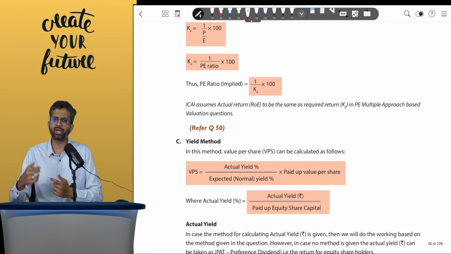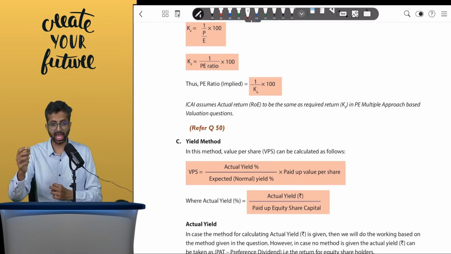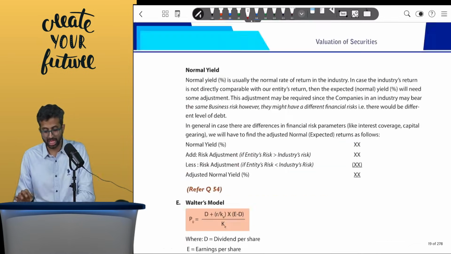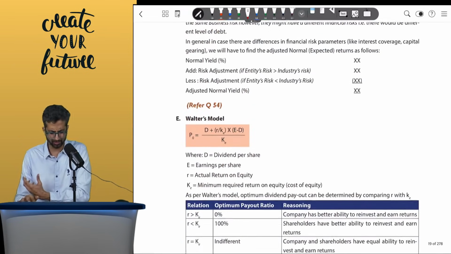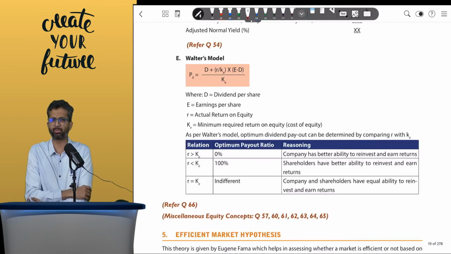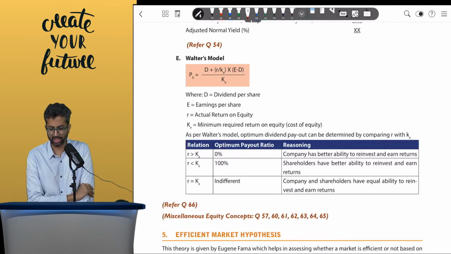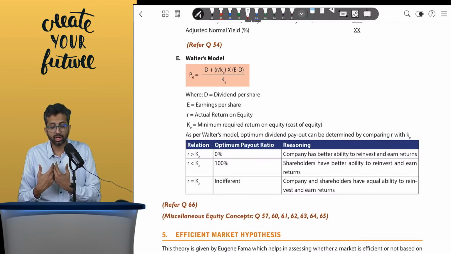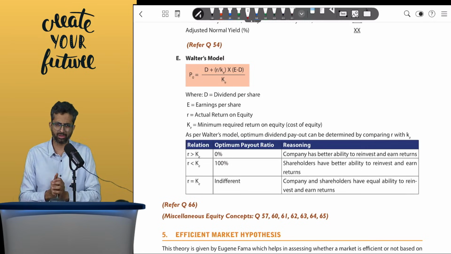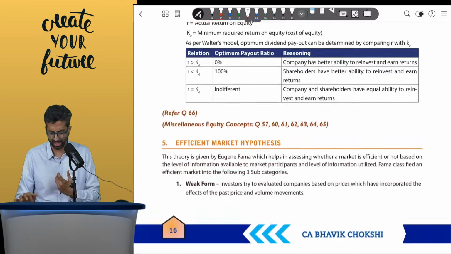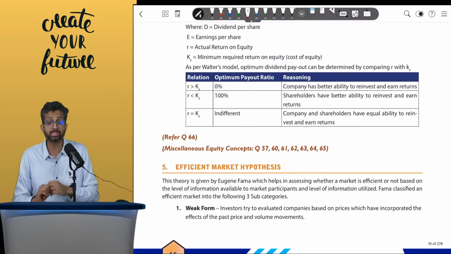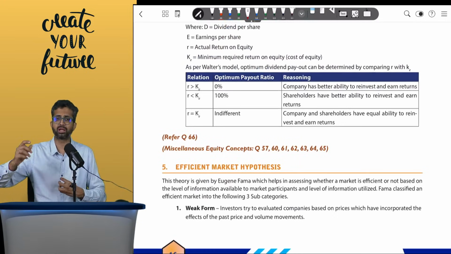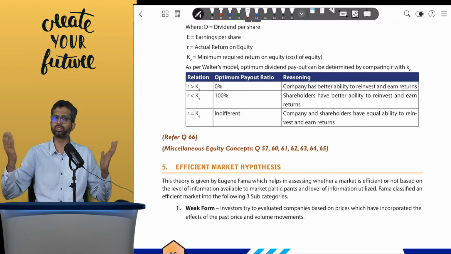There's a yield method where you find the value per share as the actual yield percentage upon the expected yield percentage into the paid up value per share. That will be the yield method. A few adjustments. Walter model, not very important. P = (D + (R/KE)(E − D))/KE. The objective of Walter model is to actually suggest the dividend payment strategy rather than a share valuation. Usually for Walter, the general rule is if R is greater than KE, then you should retain, not pay dividend. If R is less than KE, you should pay dividend. If R is equal to KE, you are indifferent.